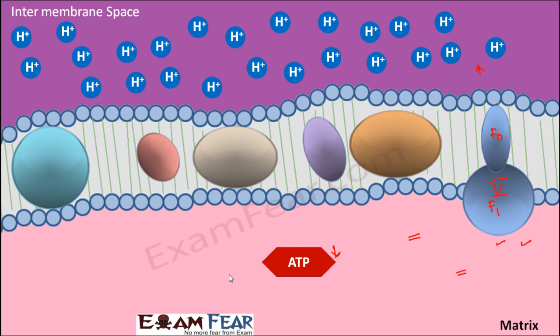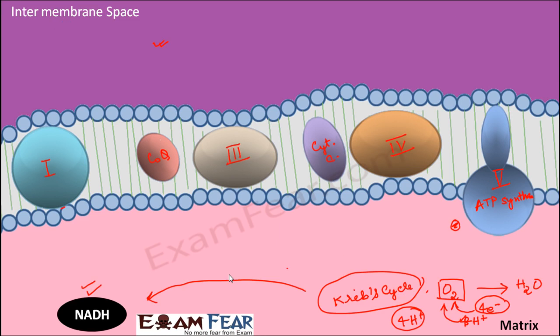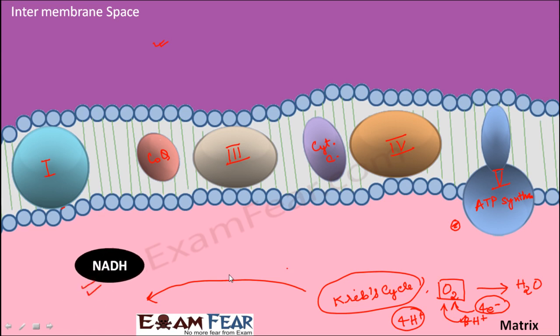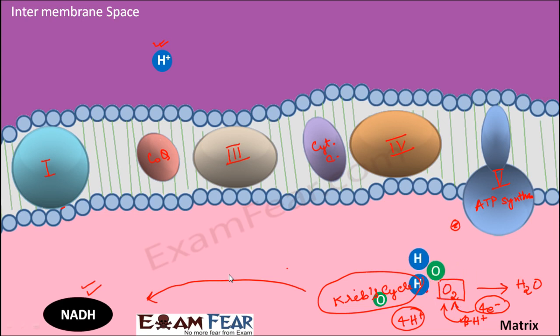If you want, we can just view it once again. See, this is how it happens. NADH, which was formed as a result of the Krebs cycle, binds to complex 1. It releases 2 electrons and 1 H plus. H plus moves to the intermembrane space. Electrons pass through this chain of electron carriers. Finally, they are accepted by the final electron acceptor, which is oxygen. Oxygen combines with the electrons and the hydrogen ions to form water.